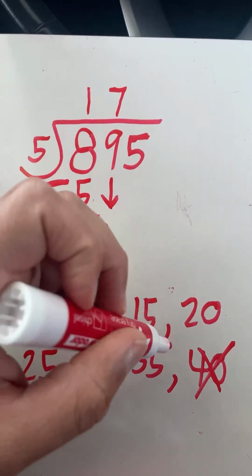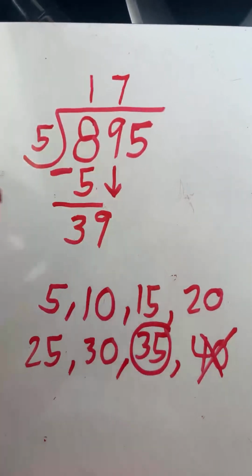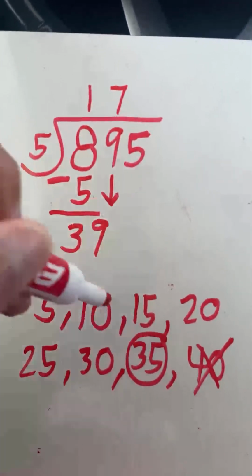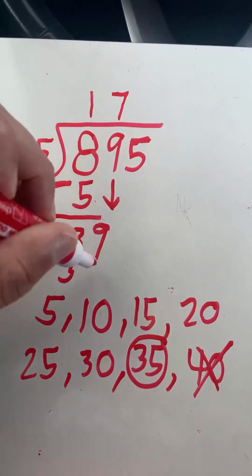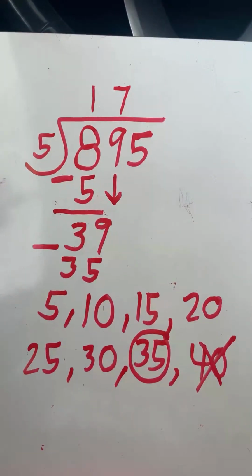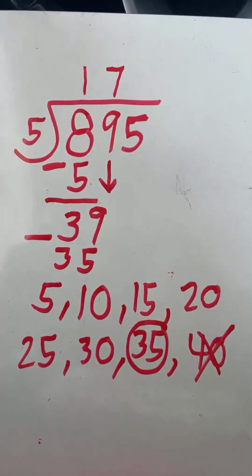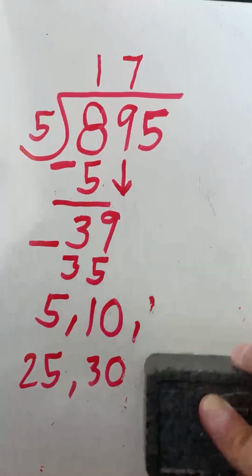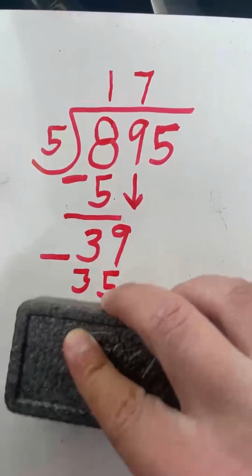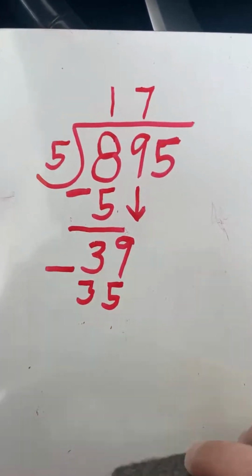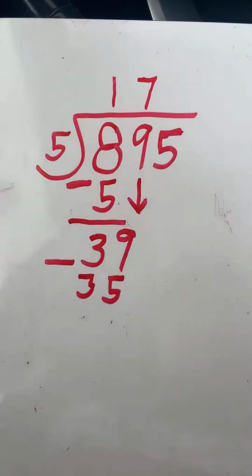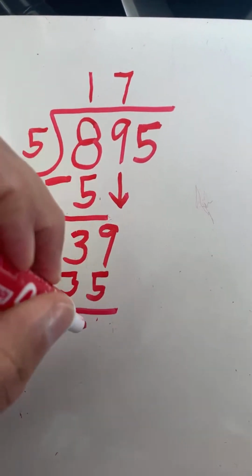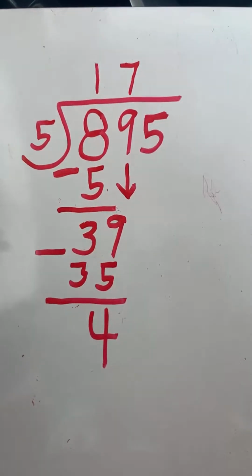Since 35 was as close as we could get to 39 without going over 39, 35 is what we subtract to find our remainder. So 39 minus 35 equals 4. We have a remainder of 4.